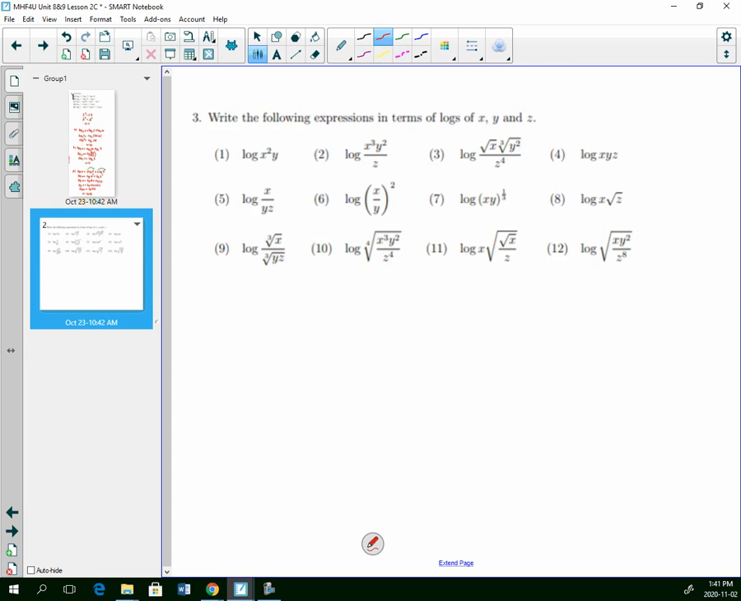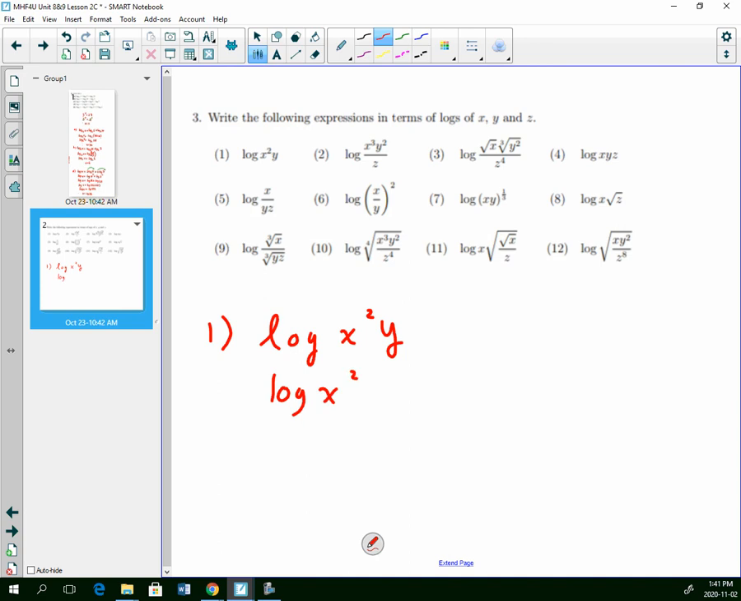Another type of question is where they want you to take these logs apart. So this question says write the expression in terms of logs of x, y, and z. So that means it wants you to take them all apart. So we want to reverse those log laws. Okay, so we have log x squared y. So the first thing we would do, we can't bring any exponents down first. We want to separate the multiplication.